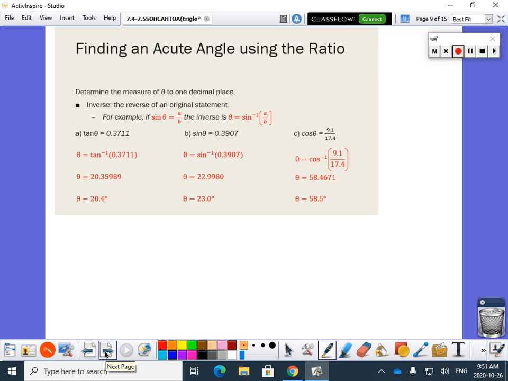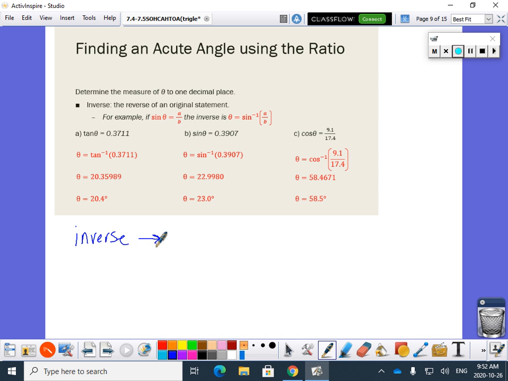Now, we've been given angles, and we've had to find the unknown sides so far. Now, we're going to find the angle using ratios. So, determine the measure of theta to 1 decimal place. We haven't had this yet. We were given angles and then got the length of the unknown side, whereas now we want to figure out the angle measure, theta, to 1 decimal place. So we use something called the inverse. I'm just going to write this down here. You guys get it down and then we'll practice with it.